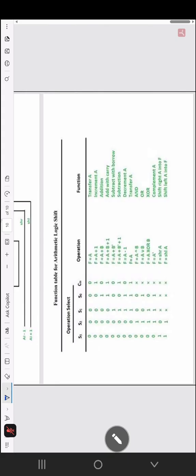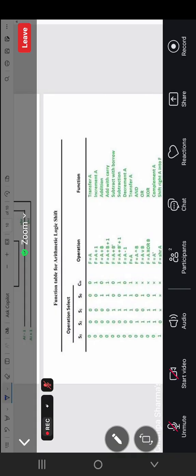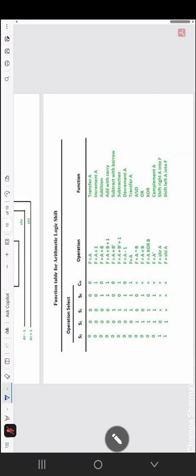Now our next topic is parallel processing. Is it clear to everyone?